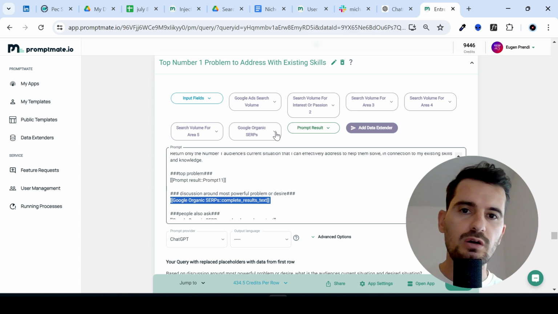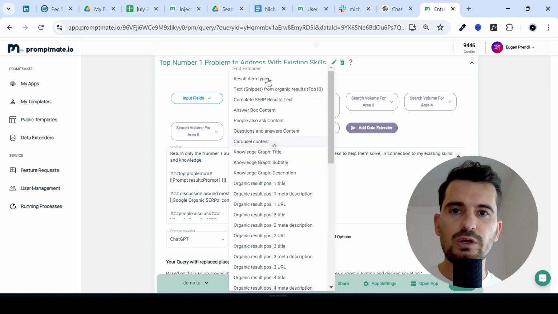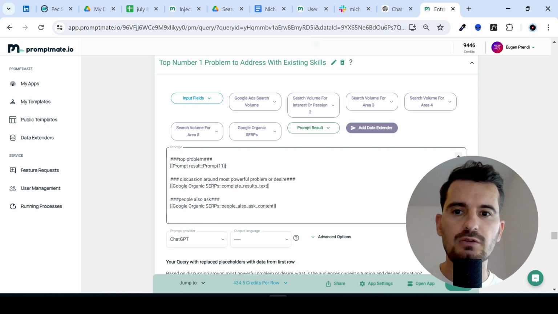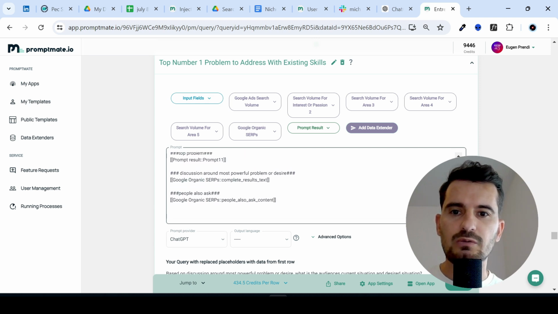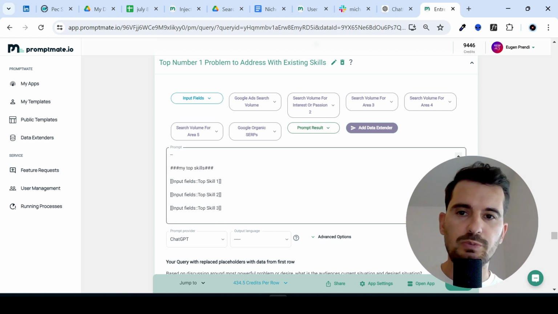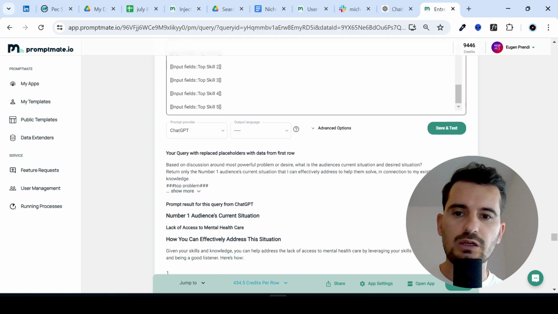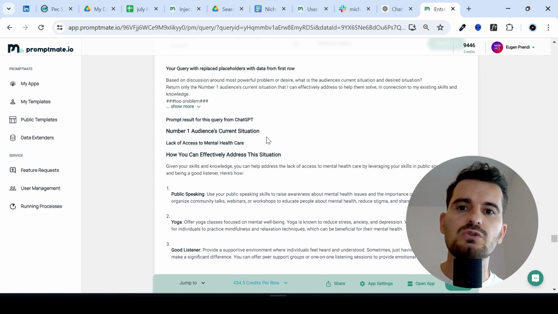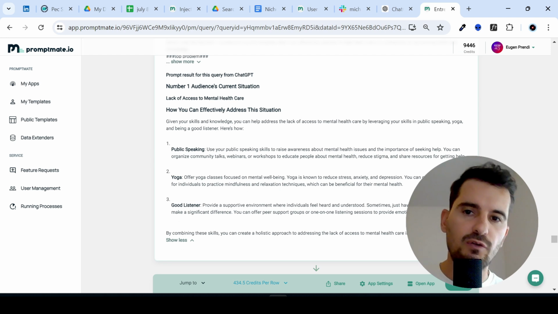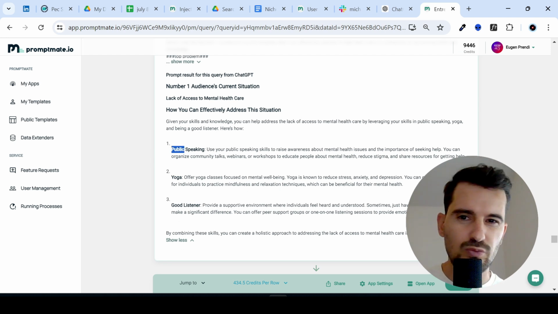So thanks to our Google Organic SERP data extender, we go in here, and as an input, we add the result of prompt 11, which in this case was mental health, right? So yeah, we also gave the People Also Ask, because thanks to Google SERPs, we can do that. Again, we also repeat the top skills just to give the prompt more context. And it says number 1 audience's current situation is lack of access to mental health care, which is very interesting. And then it does a summary of how your skills can help with this, which we don't want yet because we will check this later, but still helps, right?